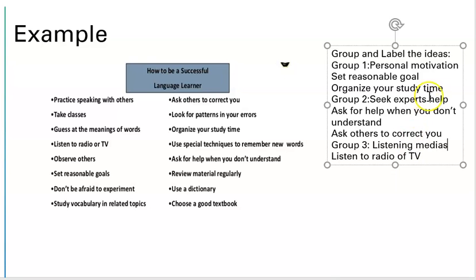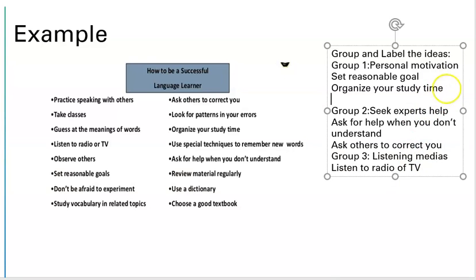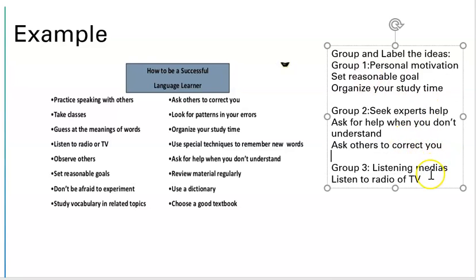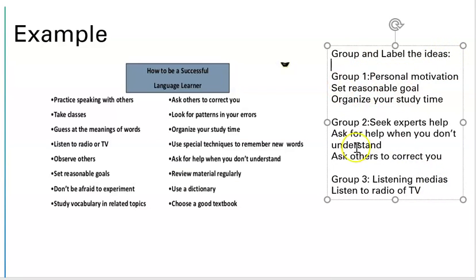So when you group all of this, you see group 1, group 2, then group 3, correct? When you label these ideas, they automatically become your first idea, your second idea, your third idea. So now you already have your points to write your essay or even your paragraph. This can be your first paragraph, this can be your second paragraph, and this can be your third paragraph.